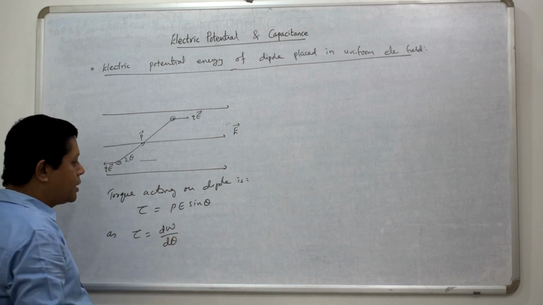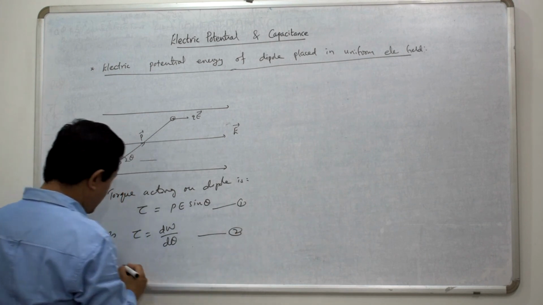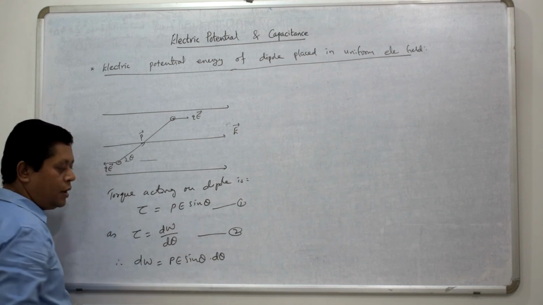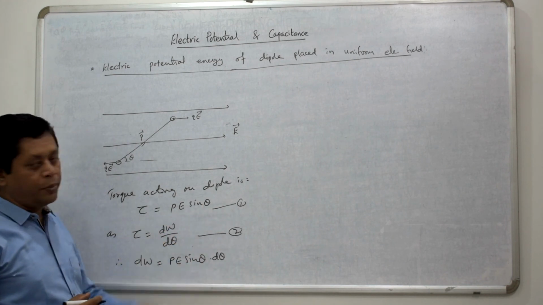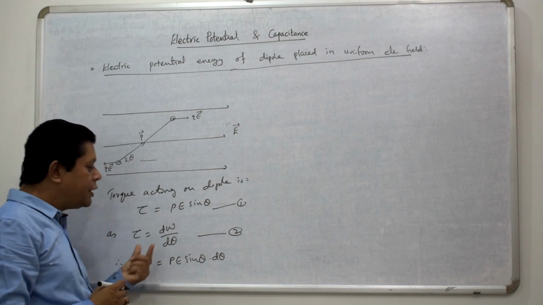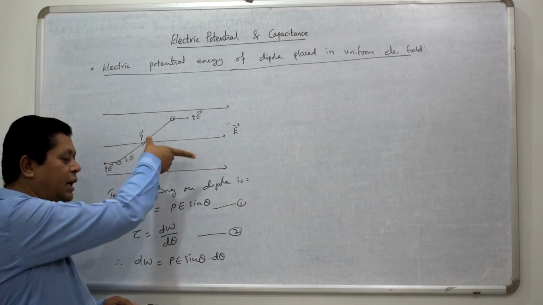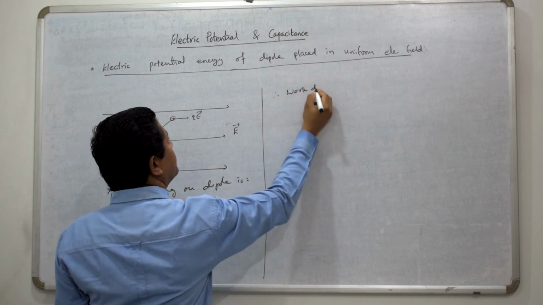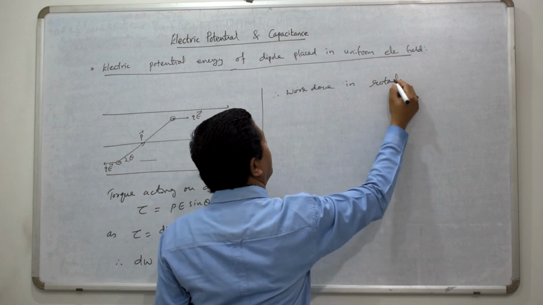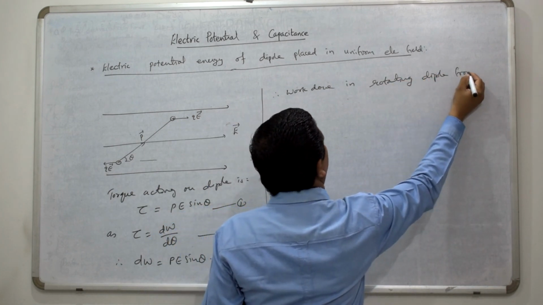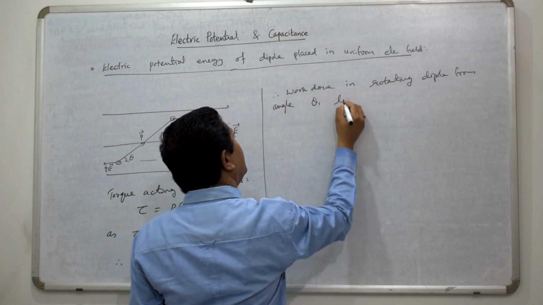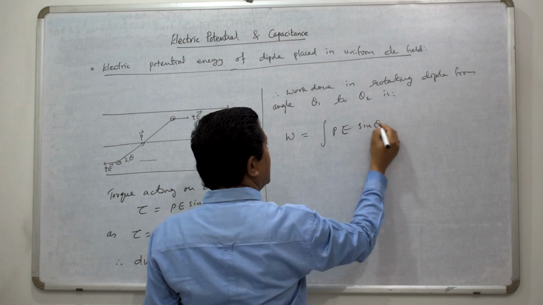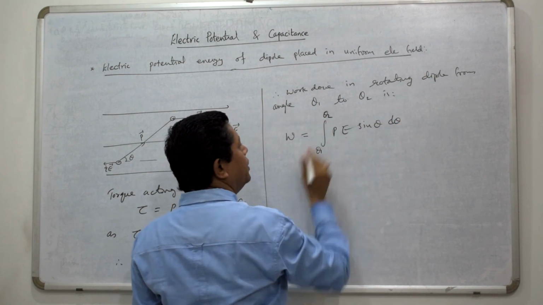So, equating these two equations of torque, you can write dW by d theta is equal to PE sin theta, so dW is PE sin theta into d theta. It means that dW is the amount of work done in rotating the dipole by angle d theta. If you want to rotate it by a certain angle, what is the total work done? Work done in rotating the dipole from angle theta 1 to theta 2 is W equal to integration of PE sin theta d theta, with limits from theta 1 to theta 2.